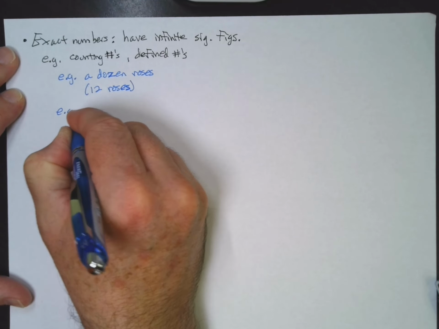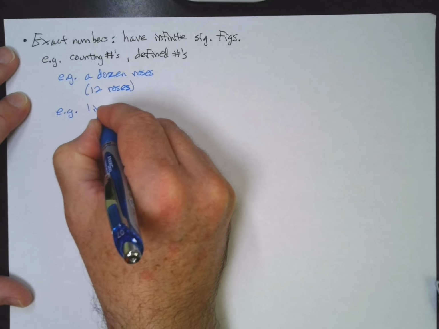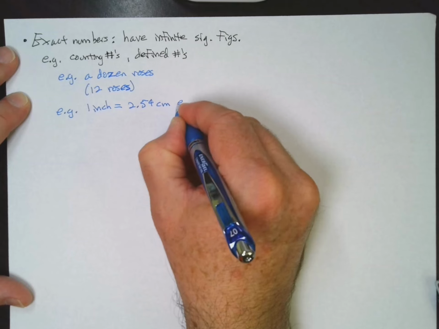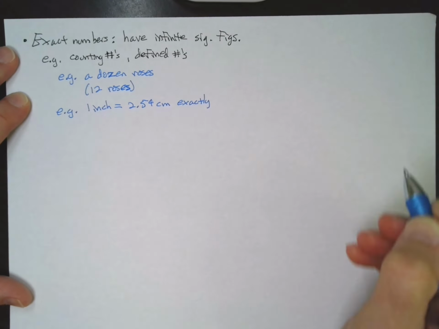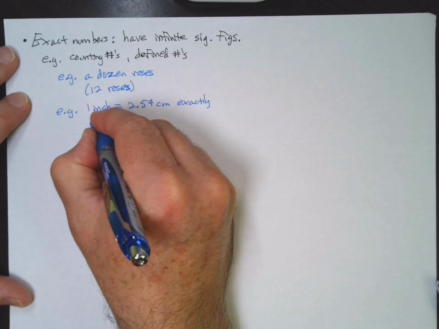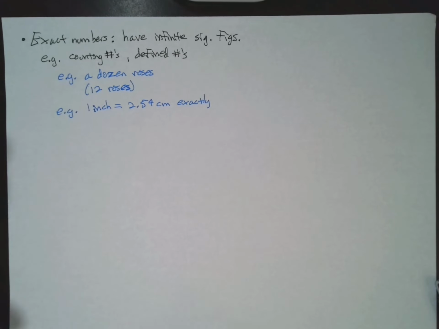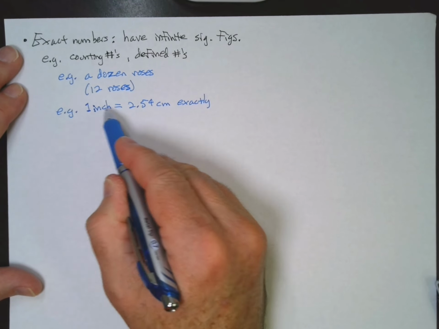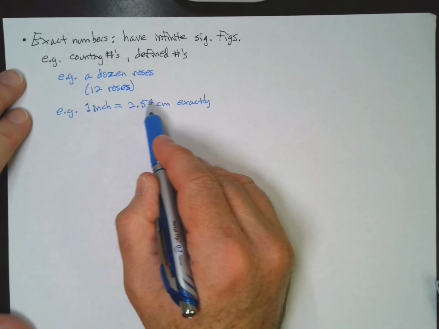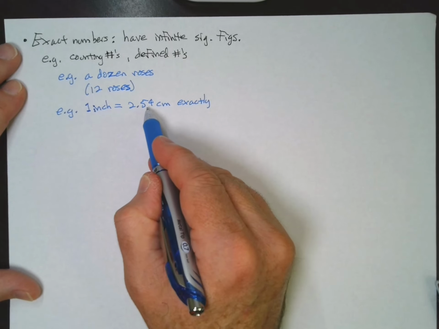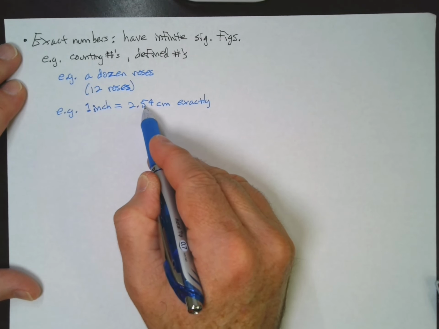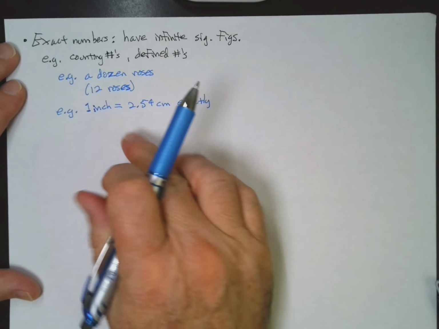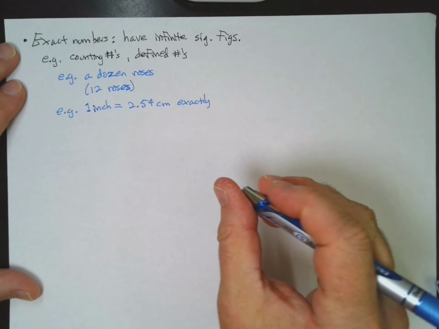Another example is 1 inch equals 2.54 centimeters exactly. So this is something called a conversion factor, which we'll look at in the next lecture. But sometimes we have something equal to a certain amount of something else, and that is an exact number, even though here it looks like it's only 3 sig figs. Well, actually, it's as many sig figs as we need. Usually these will say when they are exact numbers.